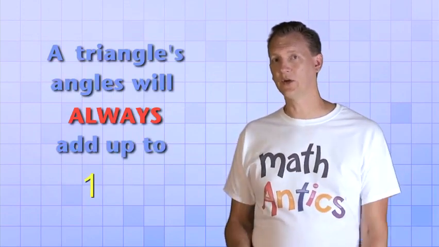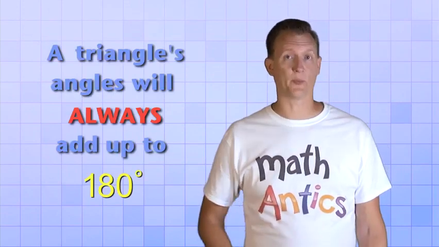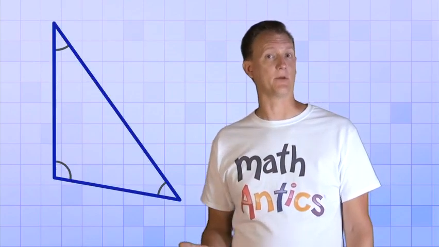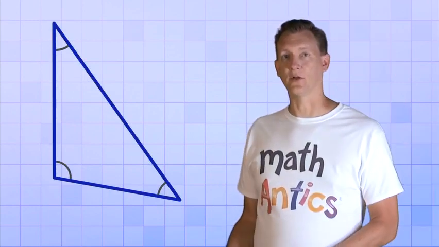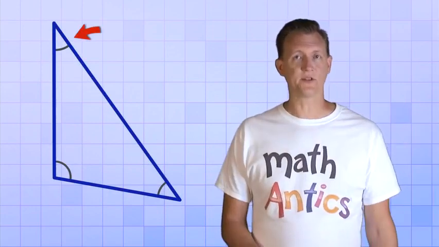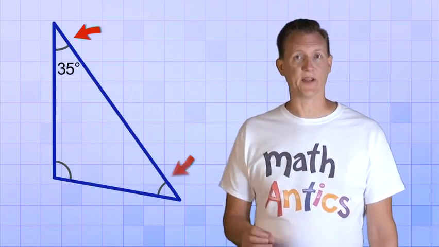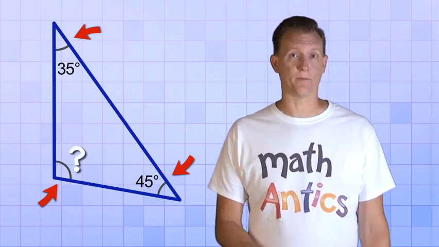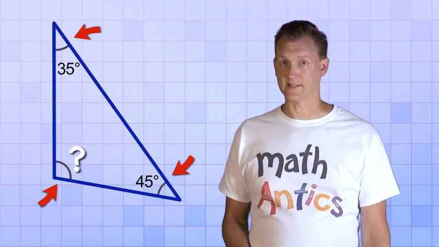Knowing that a triangle's angles will always add up to 180 degrees can really help you out when solving geometry problems. There's a whole lot of situations where you'll know what two of the angles are, but you need to figure out what the third angle is, like in this problem. With this triangle, we're told that one of the angles is 35 degrees and the other is 45 degrees, but the third angle is unknown. We need to figure out what it is.